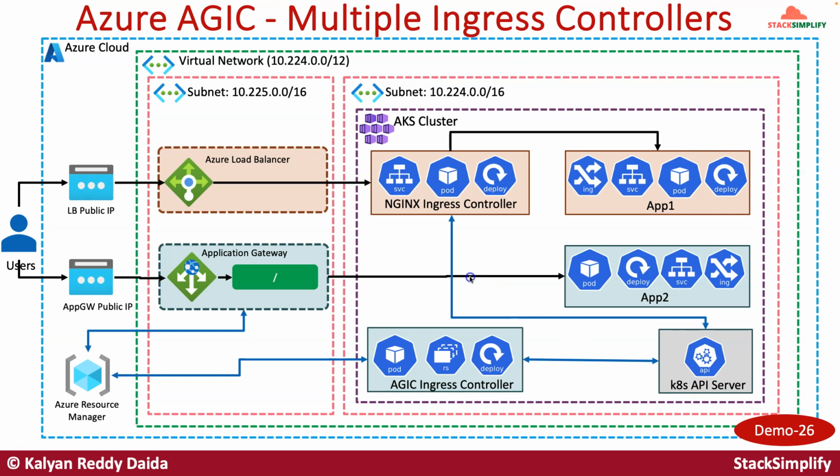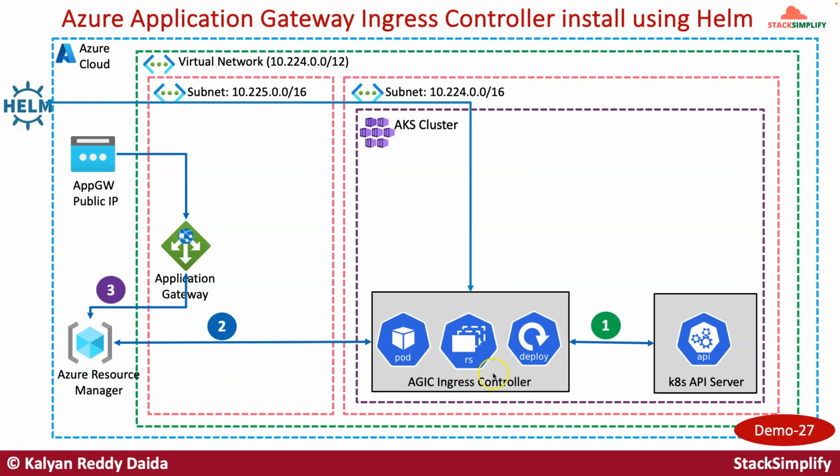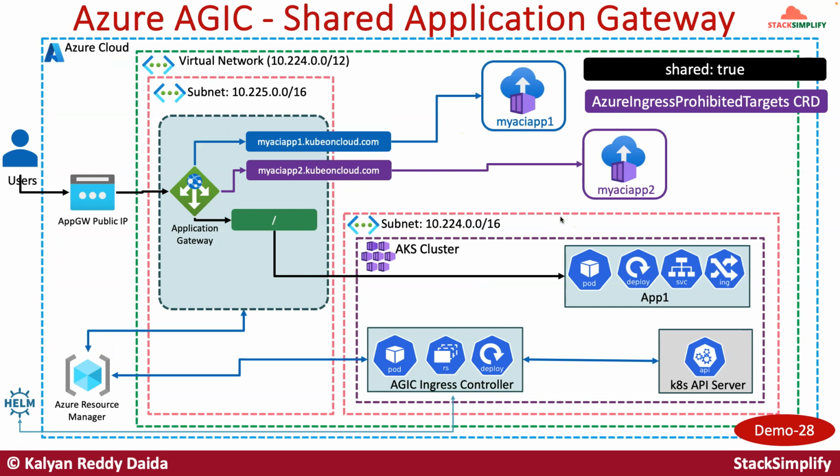After multiple Ingress controllers, we'll install the AGIC Ingress controller on a new AKS cluster and application gateway with the Helm CLI. With the Helm chart, we are going to install it. Once we install it, we'll implement the shared equal to true concept, which is sharing this application gateway with other resources on your Azure cloud, in addition to AKS cluster related applications. So we are going to create 2 container instances, and for those container instances also, we are going to share the application gateway.